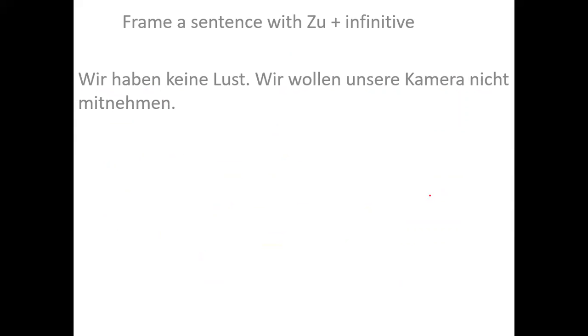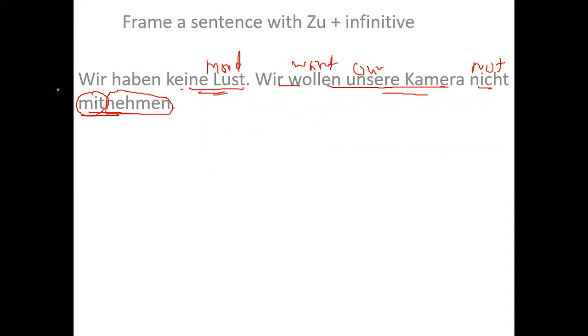Now next sentence, it says, Wir haben keine Lust. Lust is mood. So we have no plan, we have no mood. Wir wollen unsere Kamera nicht mitnehmen. Mitnehmen: nehmen is to take, mit is along, so to take along. Wollen is want. Nicht is not. Unsere is our. So we have no plan. We do not want to take our camera along. So we don't have plan to take our camera along, right?